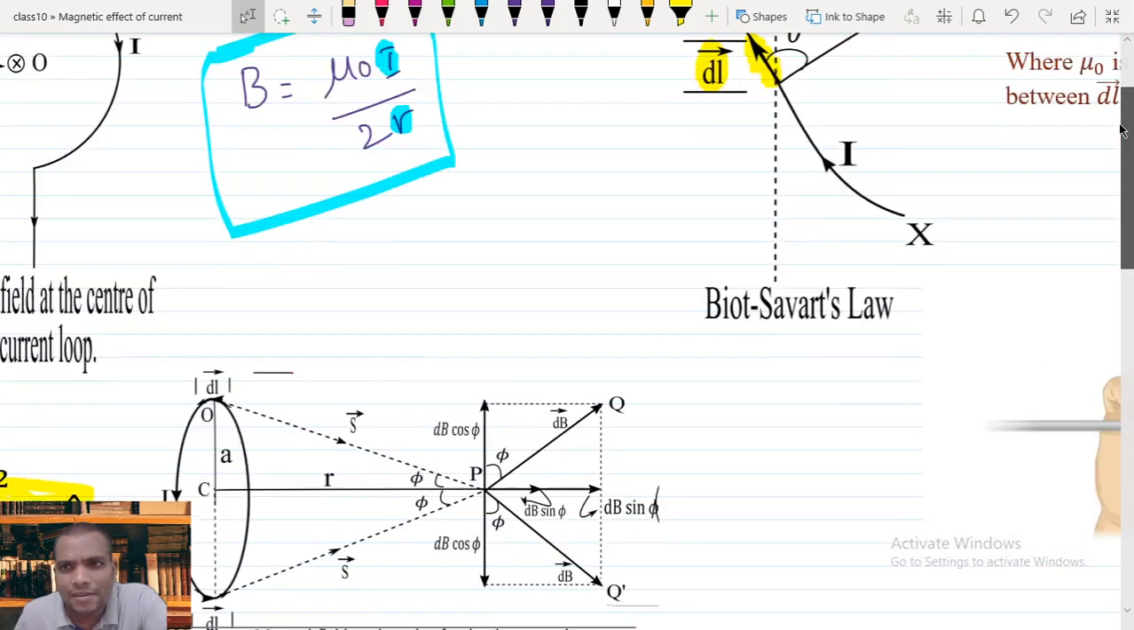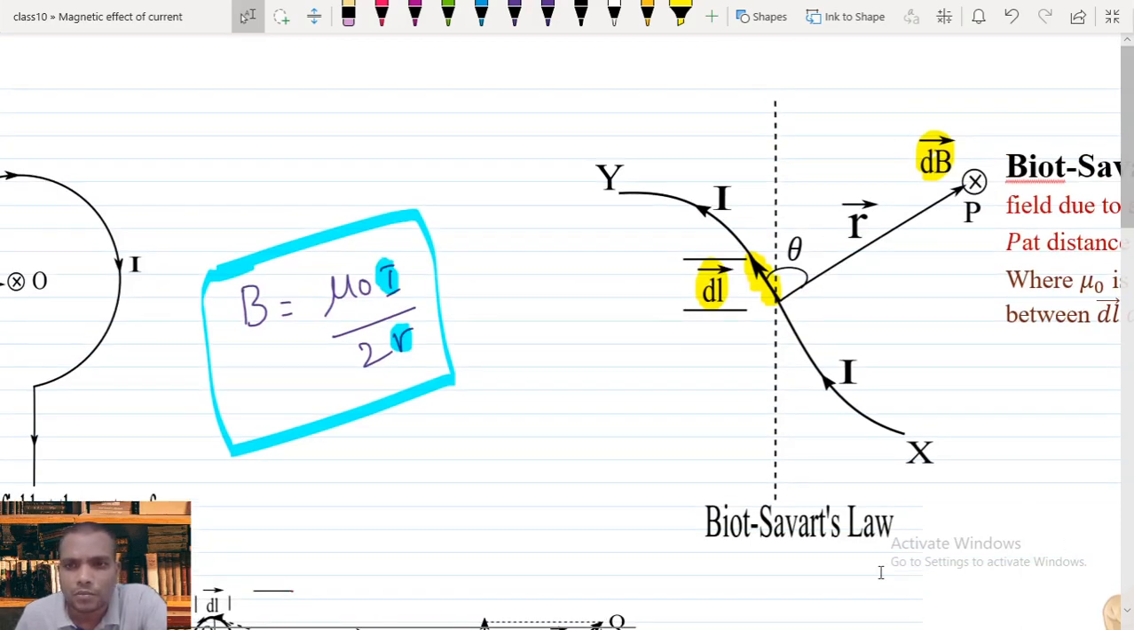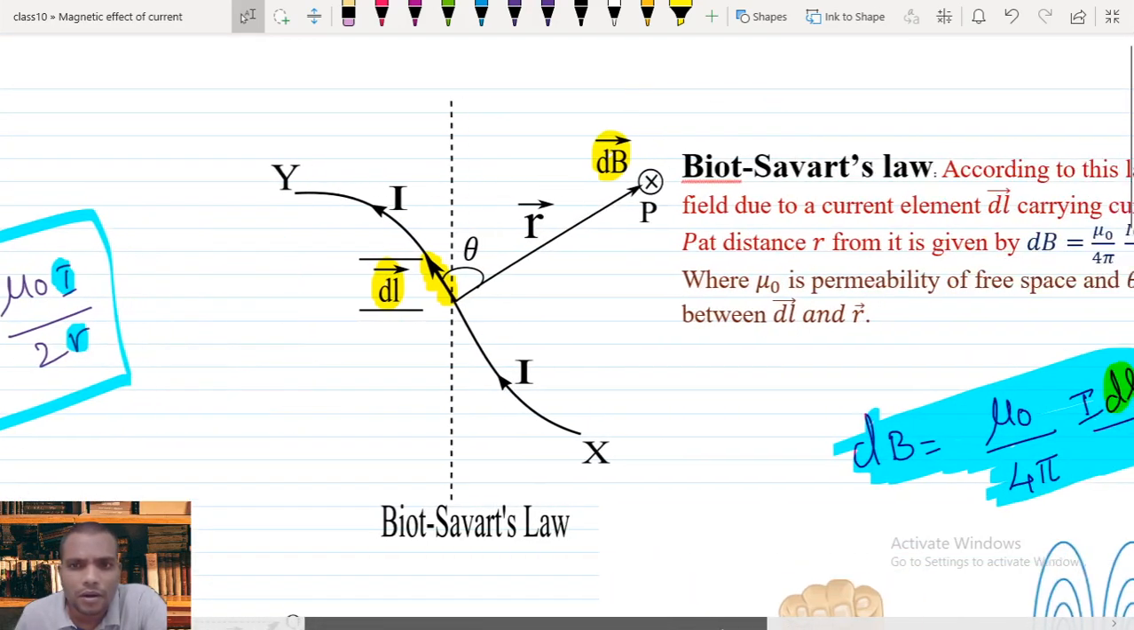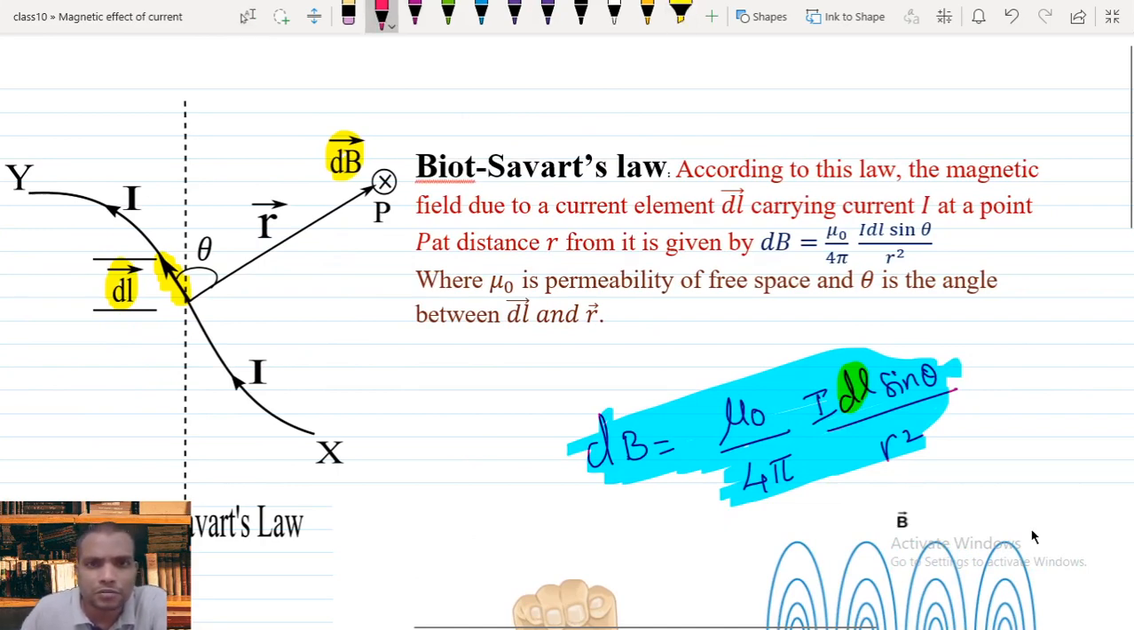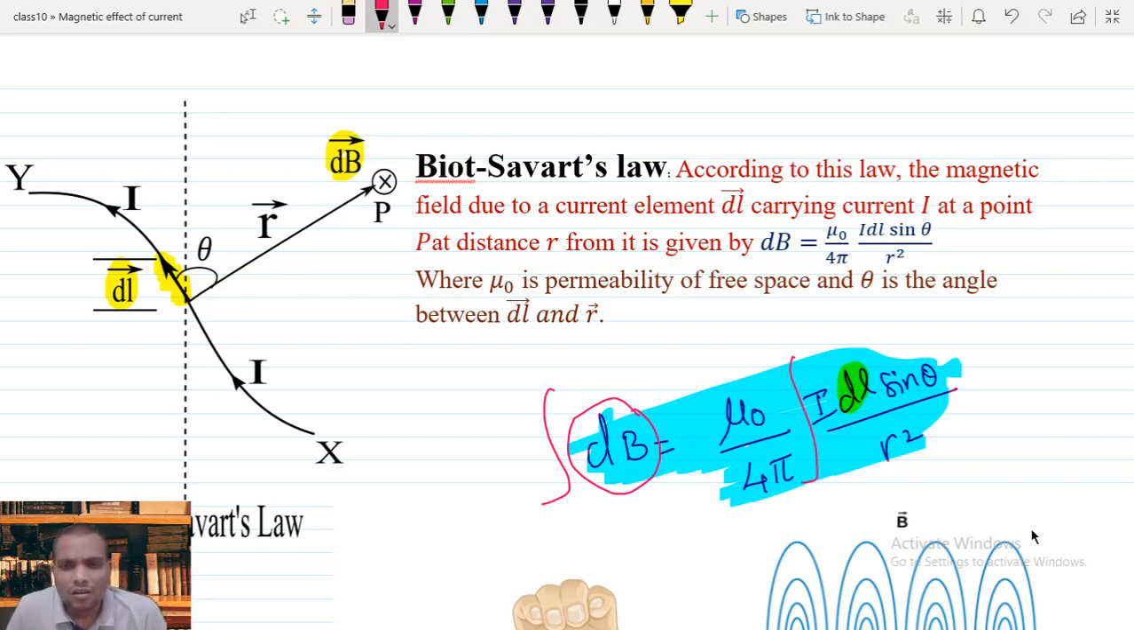But Biot-Savart's law has its own limitations. Suppose I want to find the total magnitude of the magnetic field in this case. Here I got a small element of the magnetic field. To get the total magnetic field at that particular point, what shall I do? I need to do the integration on both sides. If you do the integration on both sides, that leads to tedious mathematics.